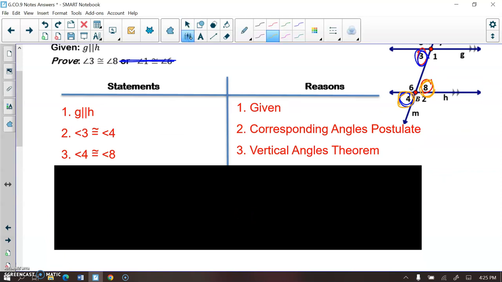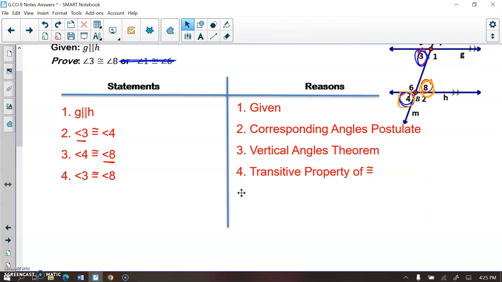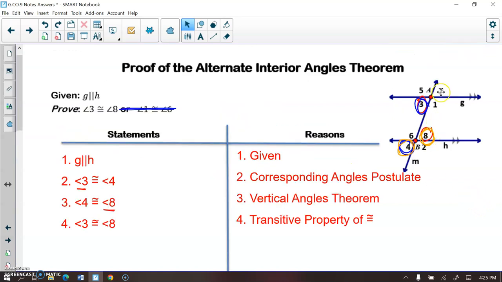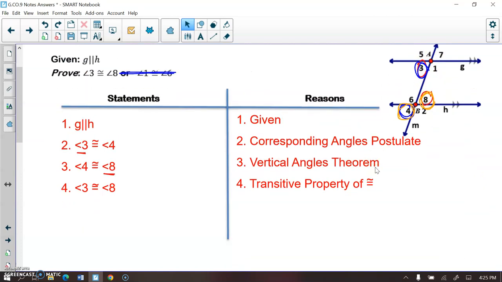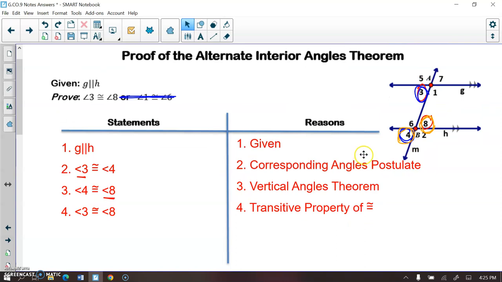So since both angle 3 and angle 8 are congruent to the same angle, that means they would be congruent to each other. That's the transitive property of congruency. You cannot use substitution there. You could have switched steps 2 and 3. You could have also used 8 and 7 as your corresponding angles and 3 and 7 as your vertical angles. It was up to you what you wanted to use.